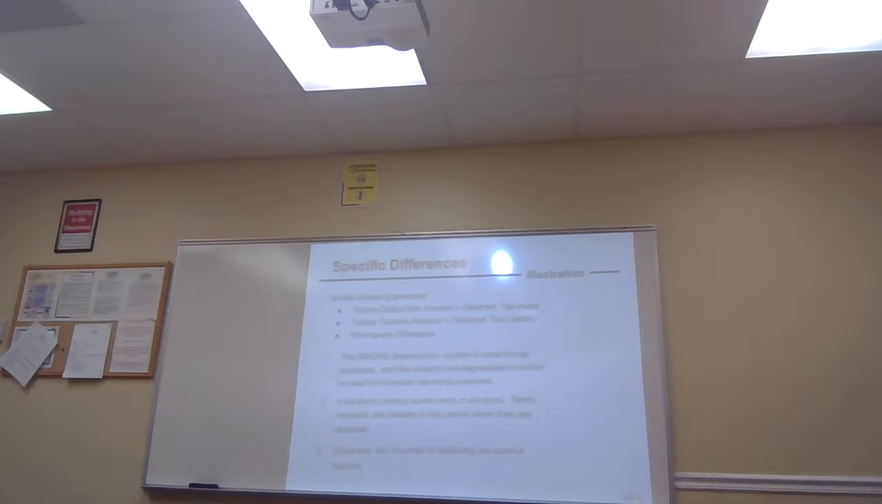So do the following to generate: future deductible amount is the deferred tax asset. We discussed that. Future taxable amount, deferred tax liability, and permanent differences. Just different examples.